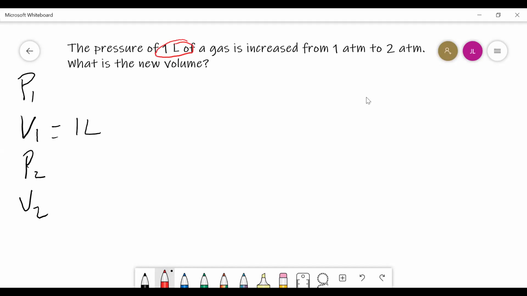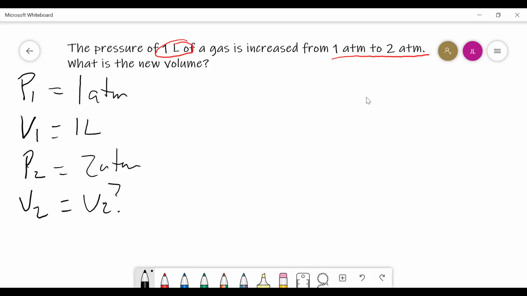And we can see we have two different pressures. Since we're only seeing pressure and volume, we know this is a Boyle's law problem. Our initial pressure is 1 atmosphere, and our final pressure is 2 atmospheres. And our final volume, we do not know what it is.